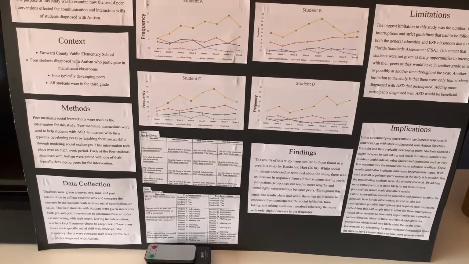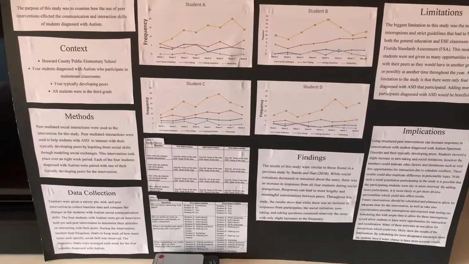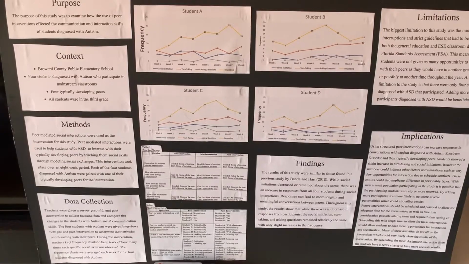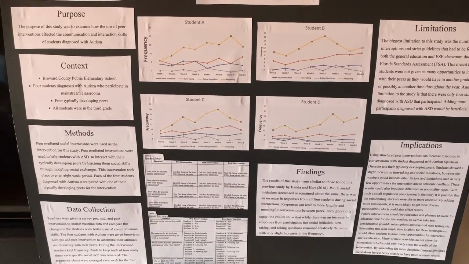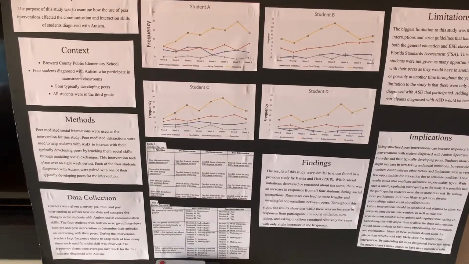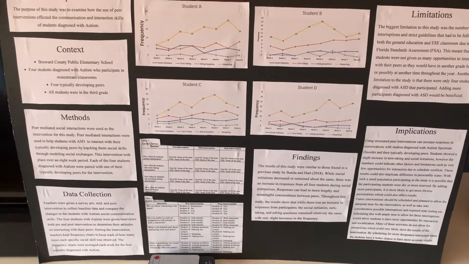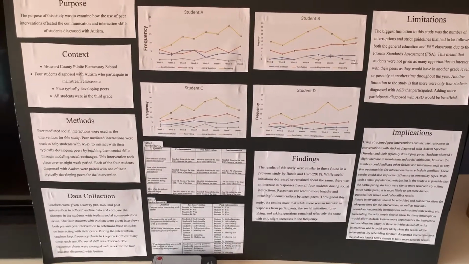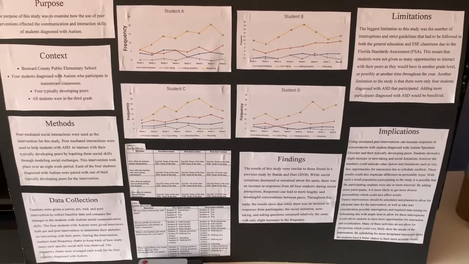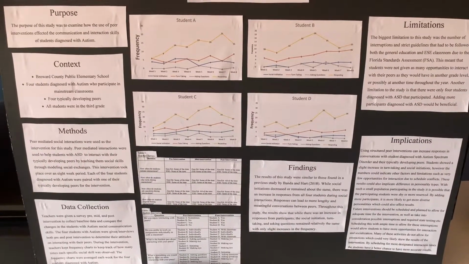The peer-mediated social interactions were used as interventions for this study. Peer-mediated interactions were used to help students with ASD to interact with their typically developing peers through teaching them social exchanges through modeling these social exchanges. The intervention took place over an 8-week period. Each of the 4 students diagnosed with autism were paired with one of their typically developing peers for the intervention. The social skills that were focused on were social initiation, turn-taking, asking questions, and responding.